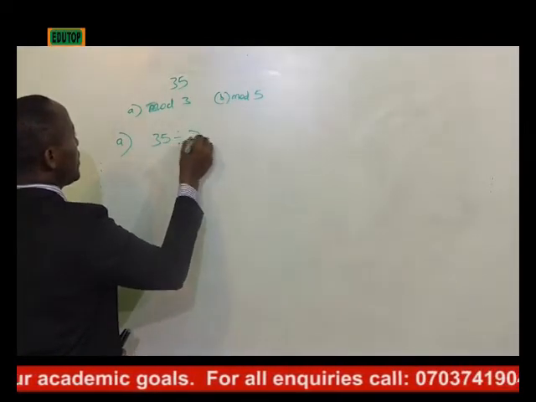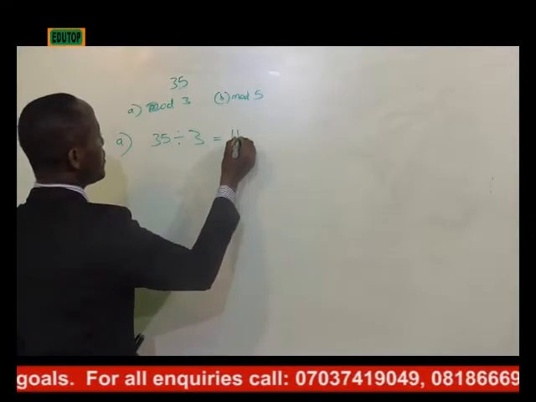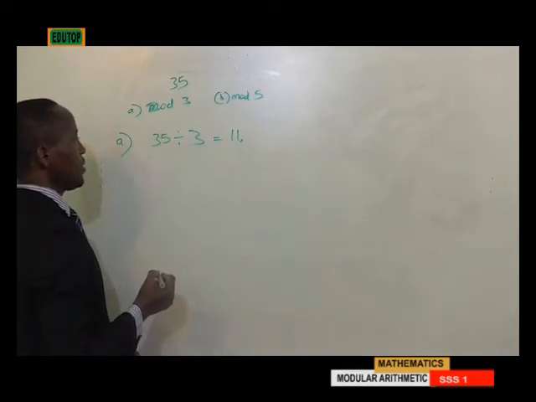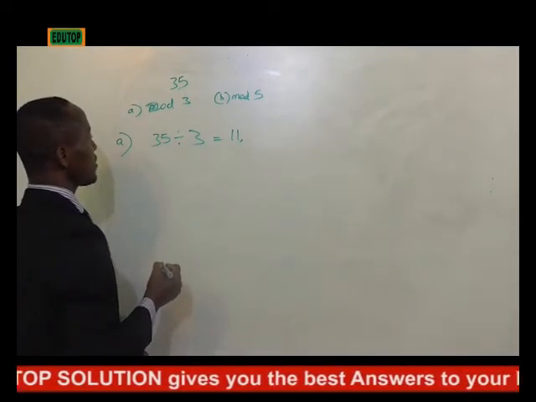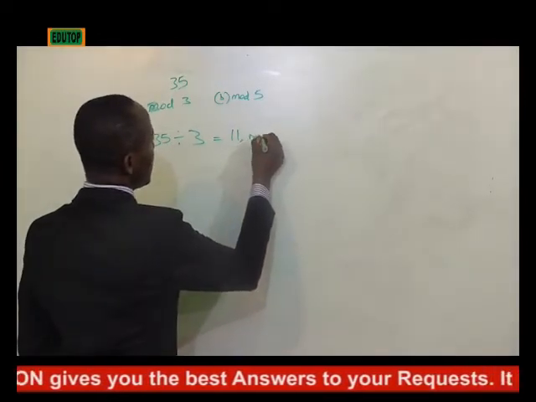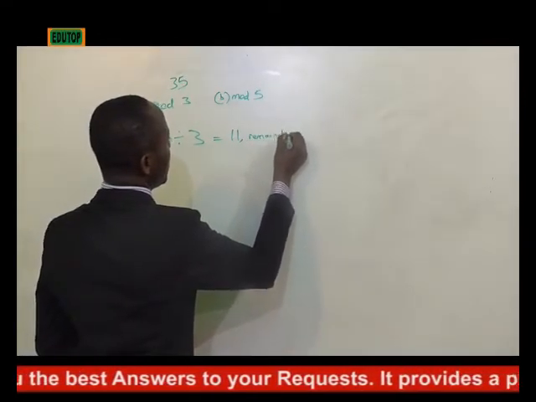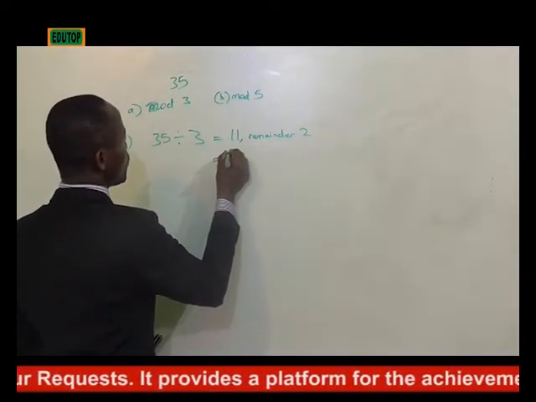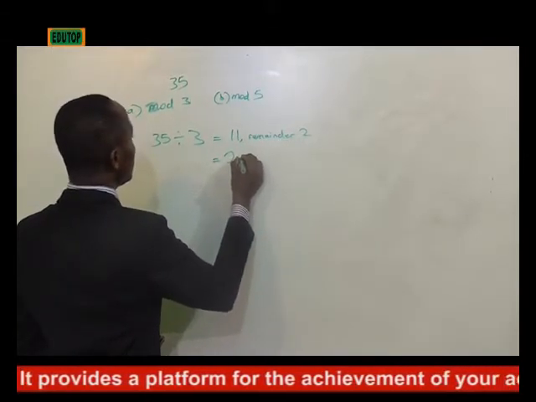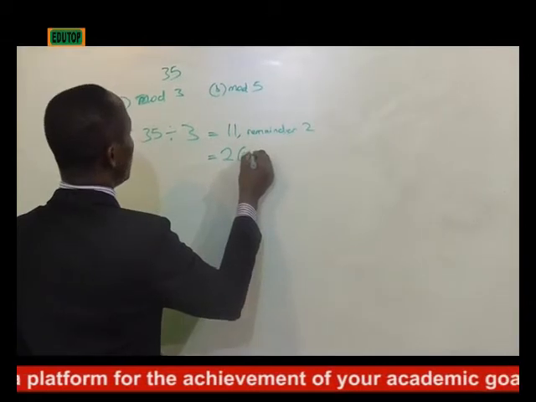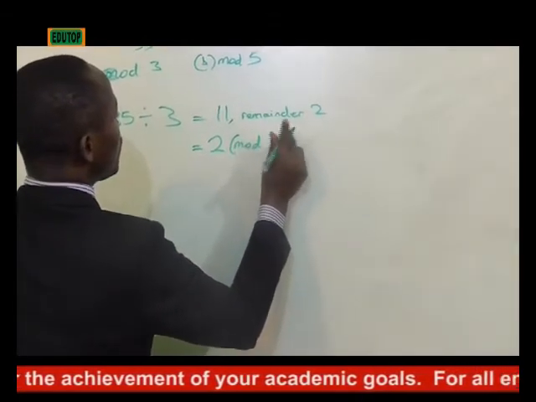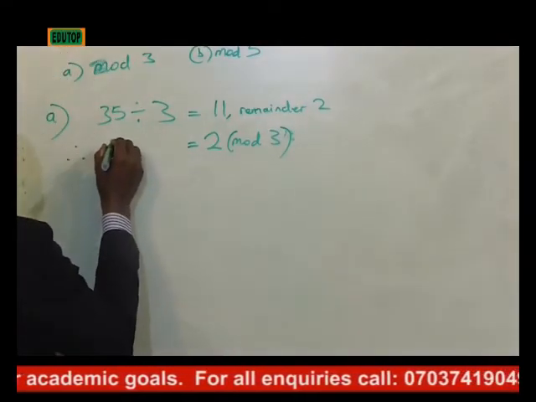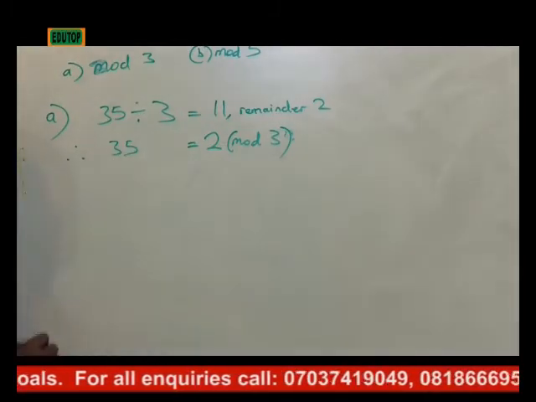35 divided by 3 is equal to 11. That's 3. 3 times 11 is what? That's 33. 35 minus 33 is 2, remainder 2, which is equal to 2 modulo 3. We can therefore say that our 35 is equal to 2 modulo 3.